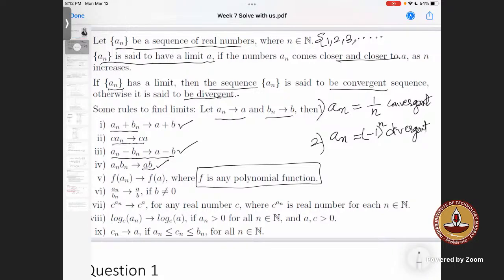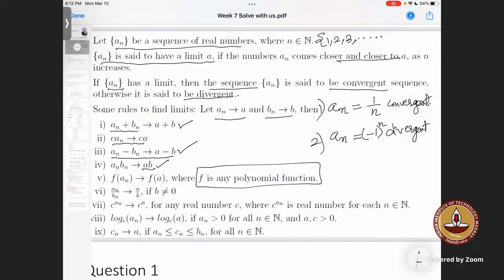And look at the sixth rule. a_n by b_n will tend to a by b, provided b is not equal to 0. So as the value of n increases, a_n by b_n will tend to a by b, provided b is not equal to 0, because once b equals 0, it is not defined, so we have to ensure that b is not 0. And look at the seventh point, it is c power n. Since a_n has limit a, it will be simply c power a, where c is any real number.